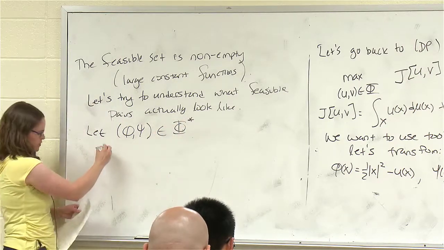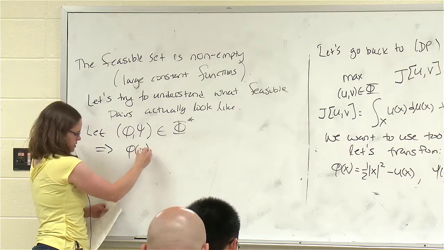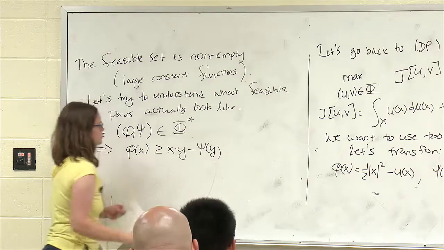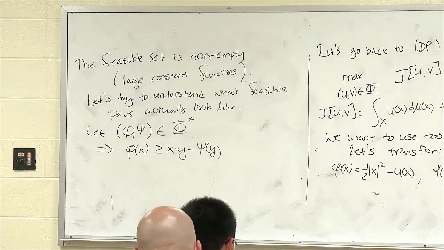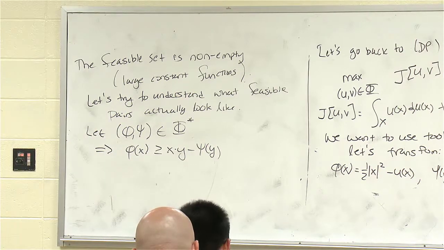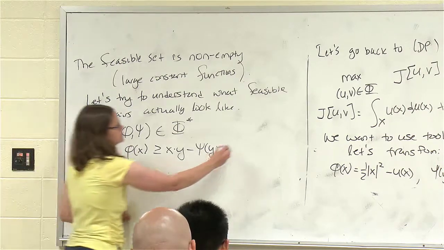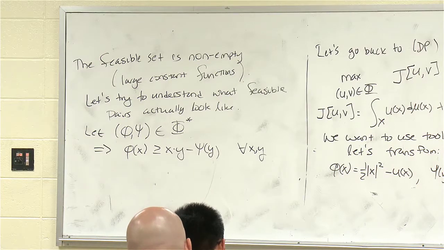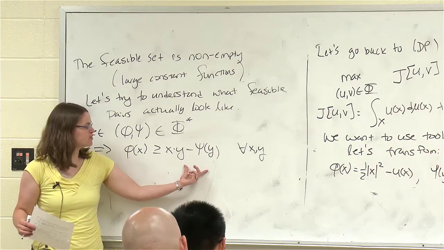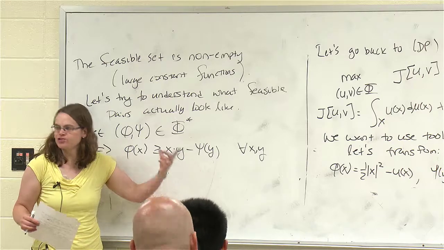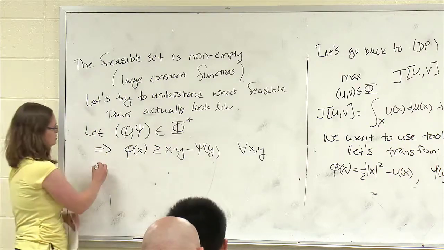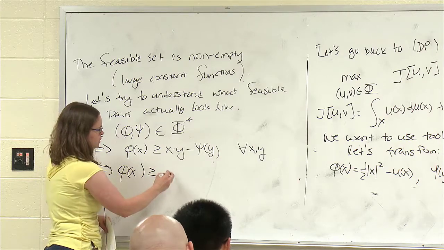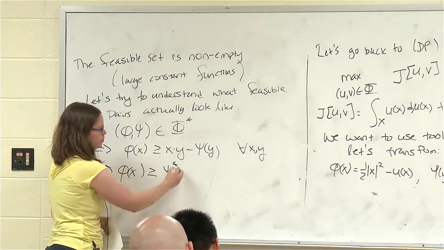We know right away that this is true: phi of x is bigger than x dot y minus c of y, always. And that means it's also true if we take the supremum of this side, which is exactly a Legendre transform. So that means that phi of x is in fact bigger than or equal to the Legendre transform of phi.